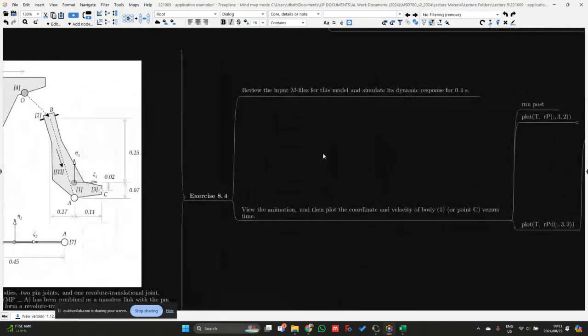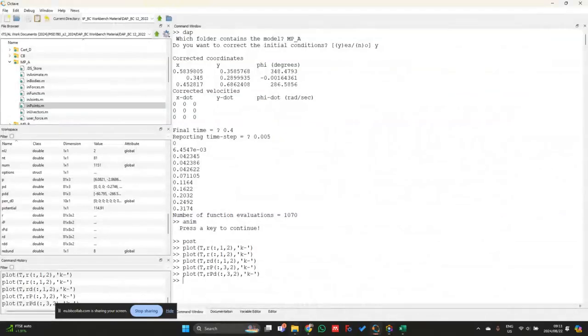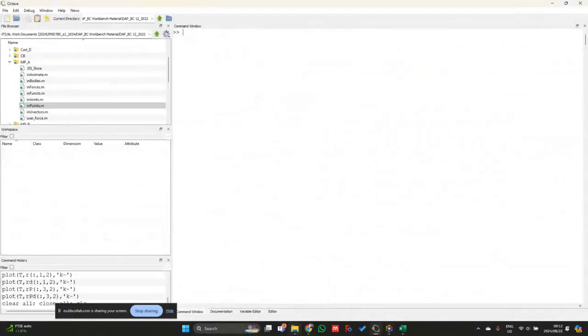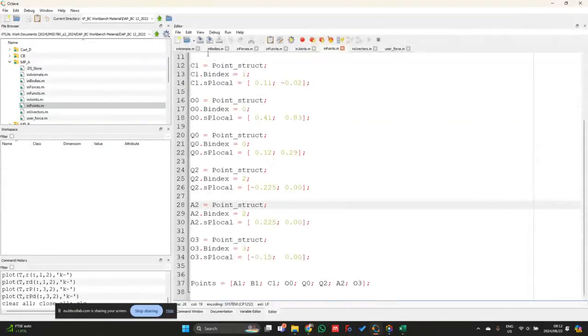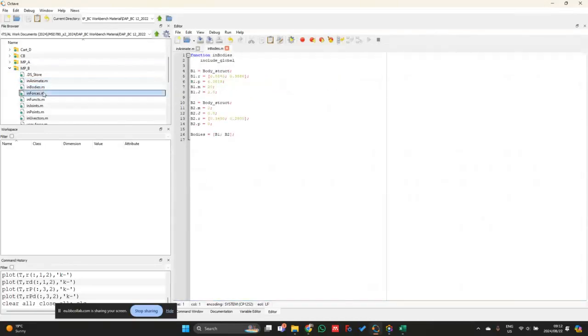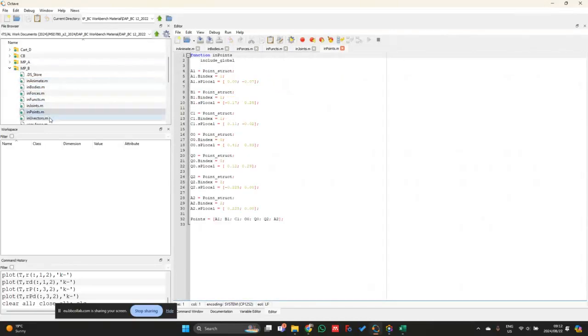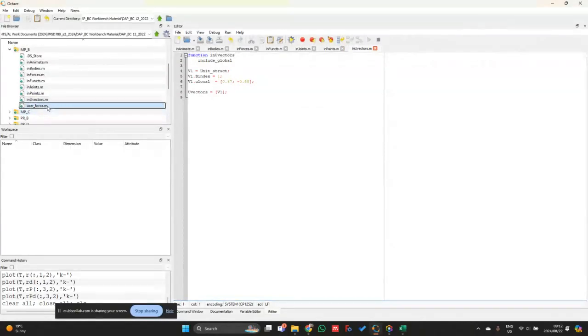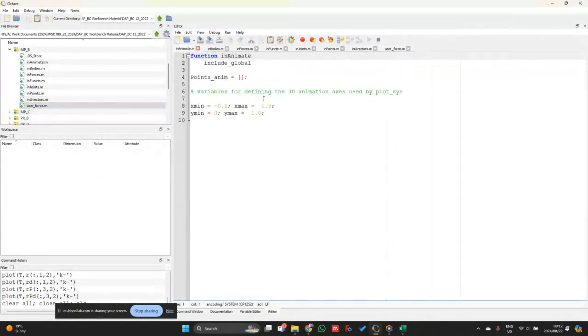So for exercise 8.4, we're once again going to review the .m files, or the input files. I'm first just going to clear the workspace over here, and then close the ones that we had for the first model. Then if we go to MP_B, we can open all its files again. Okay, so in animate remains the same. We once again have our minimum and maximum bounds over here, which we can assume is fine.